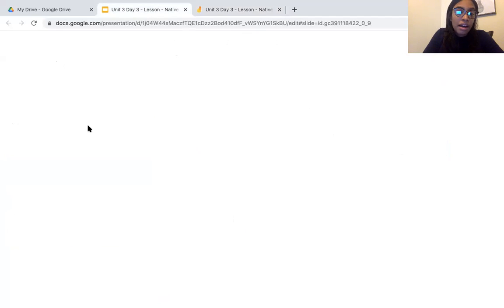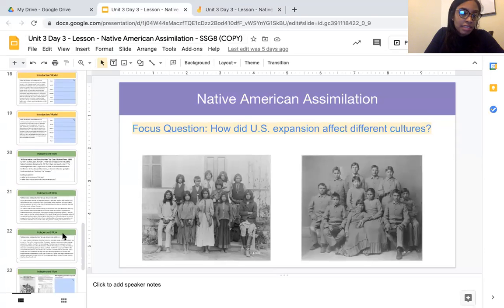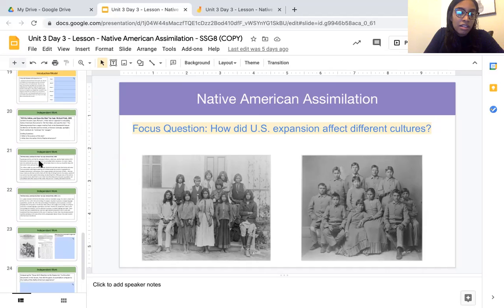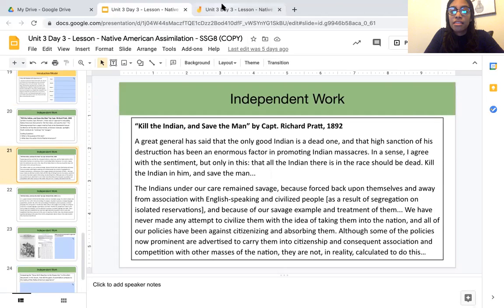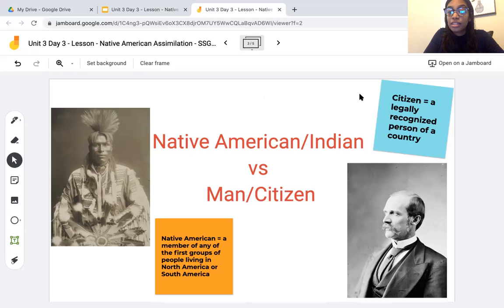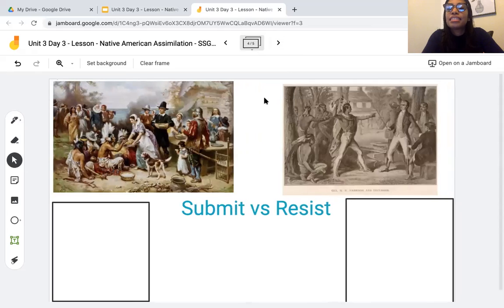Now, when we think about the text from this lesson, the second text, Kill the Indian and save the man, were Native Americans considered citizens? That's the question that you want to ask yourself. Who was considered a citizen and why? So when we think about a citizen, it's a person that is part of the country. You are recognized or seen as part of the country. You are American, right?